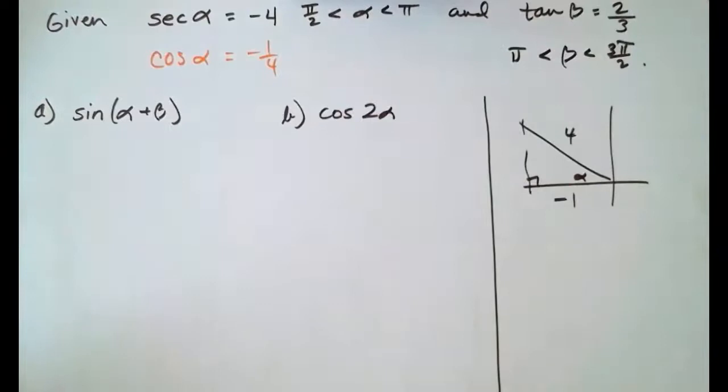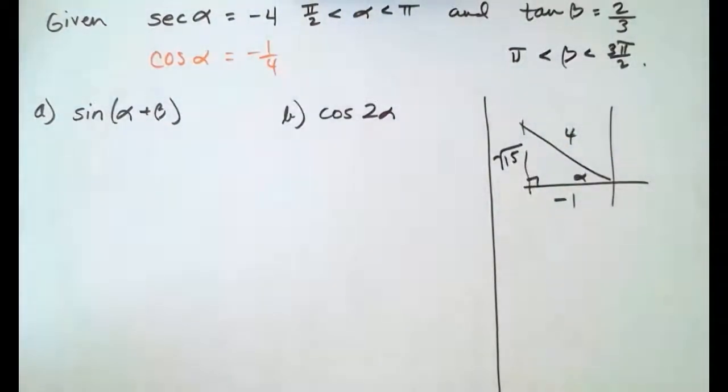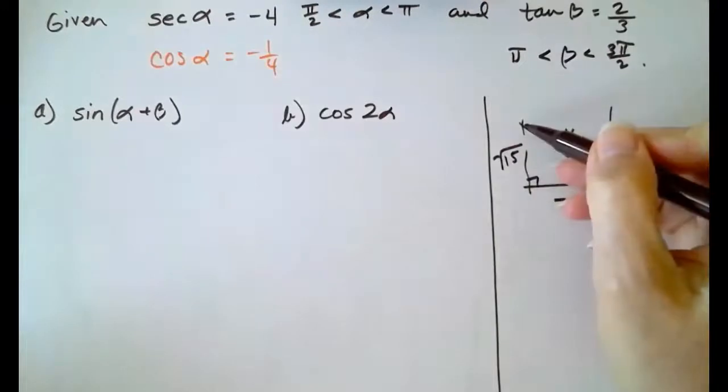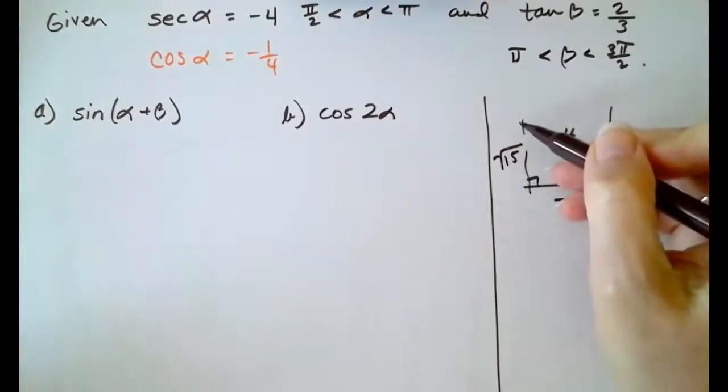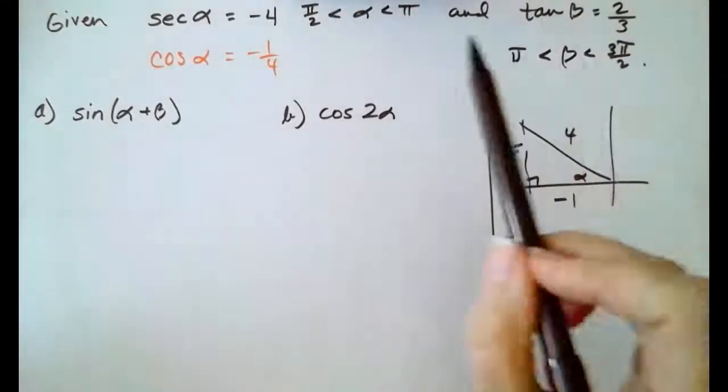So let's find that missing side. 4 squared is 16. -1 squared is 1. 16 minus 1 leaves our missing side as root 15. It is positive because this altitude is being dropped down. So there's alpha, everything we wanted to know about alpha.